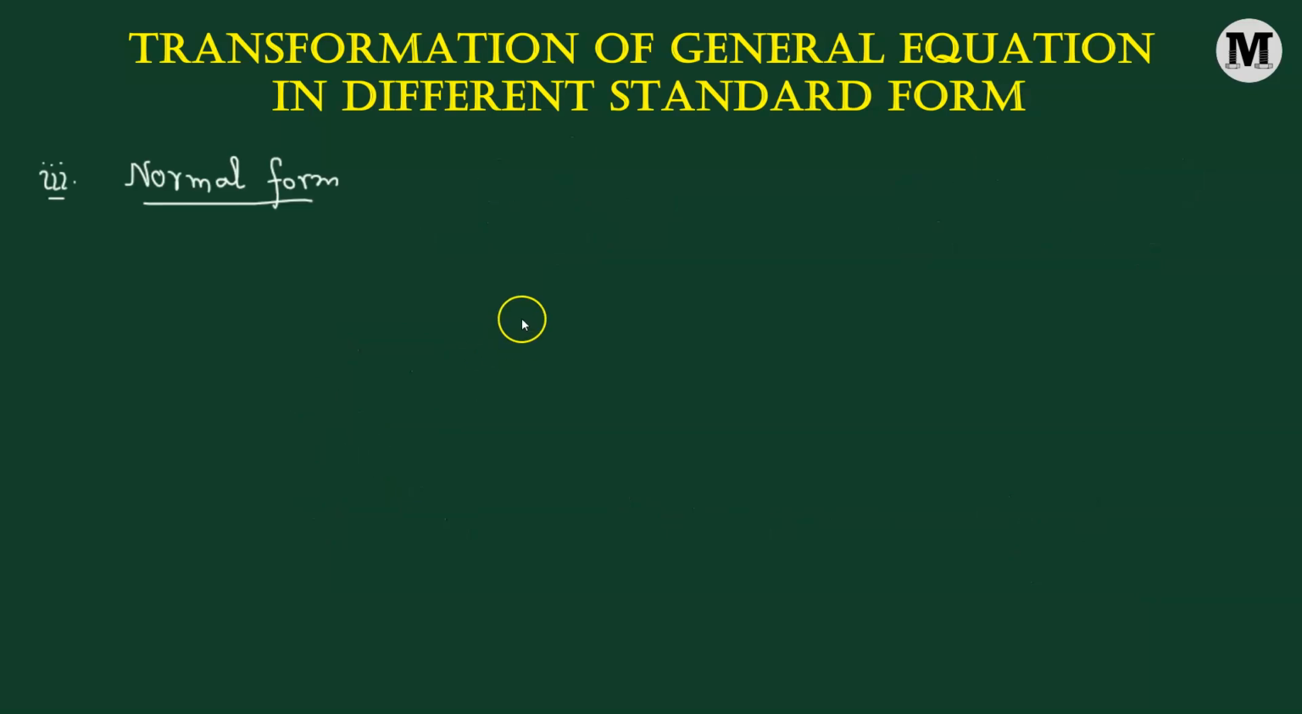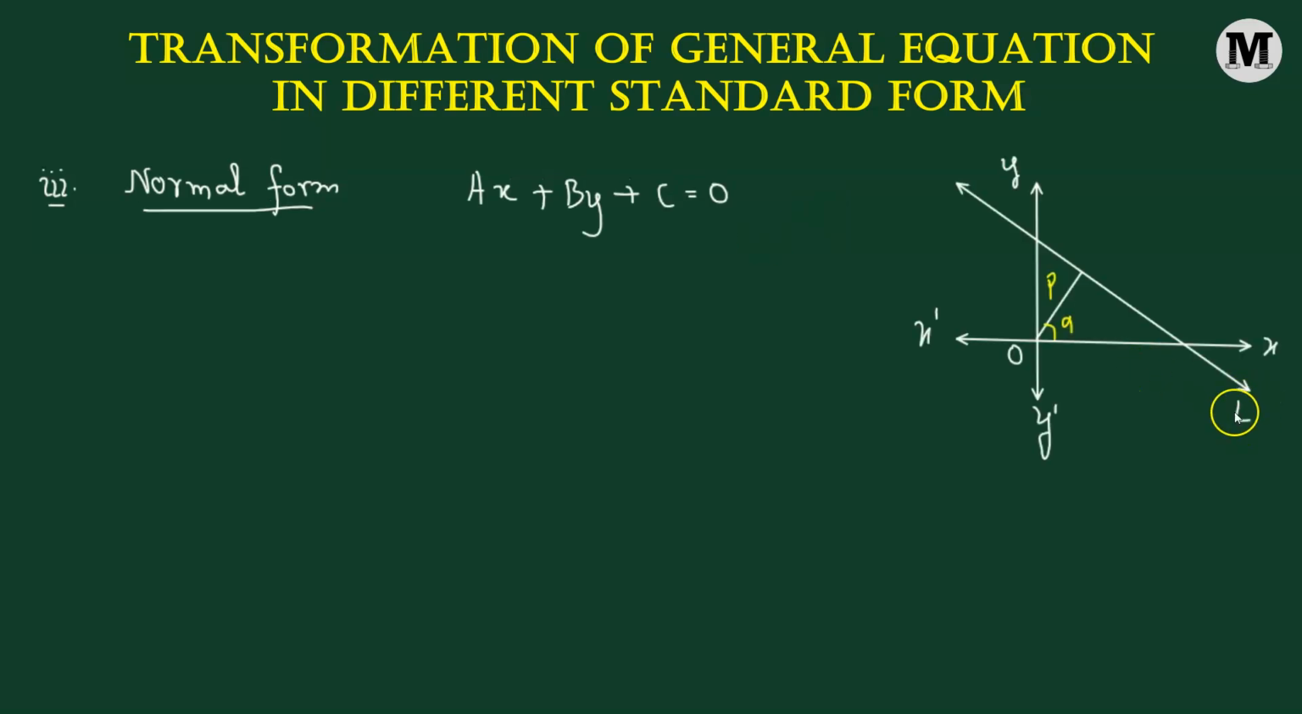Okay, then finally we talk about the normal form. That means we will need to transform the given general form of the line ax plus by plus c equals to 0 into its corresponding normal form. Now recall what the normal form of a line was. Let's say we have a line L, and here OC is the perpendicular distance of the line L from the origin, and OC makes an angle of alpha with the positive direction of the x-axis.